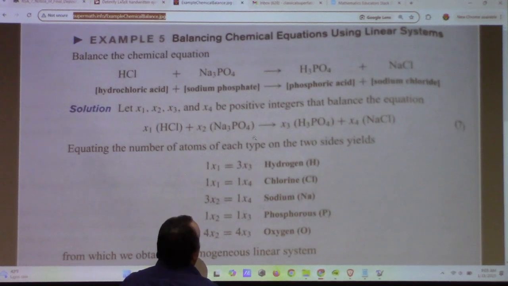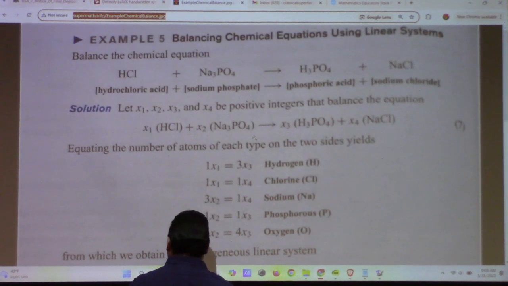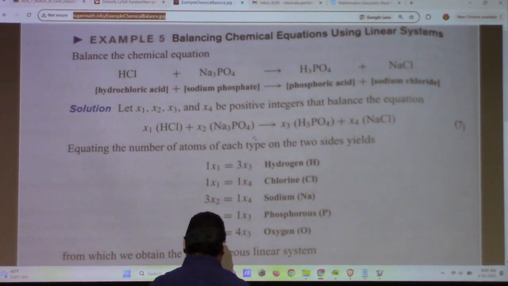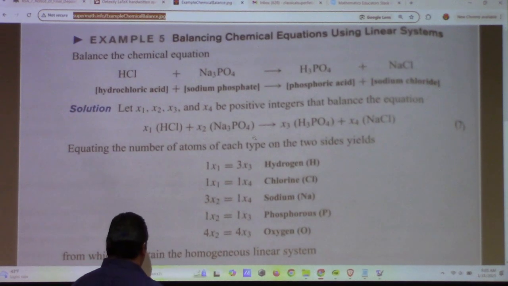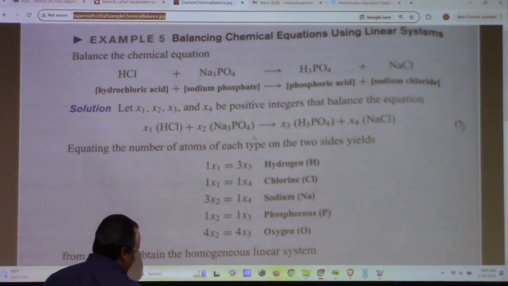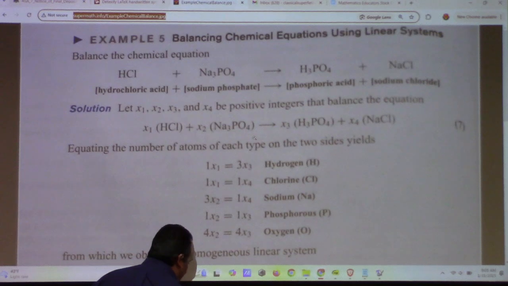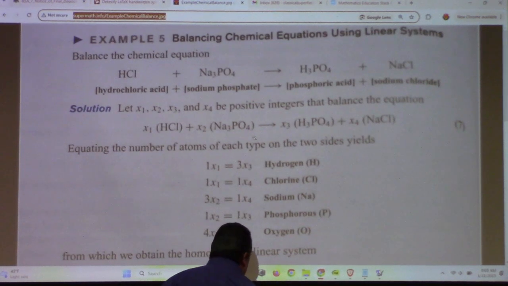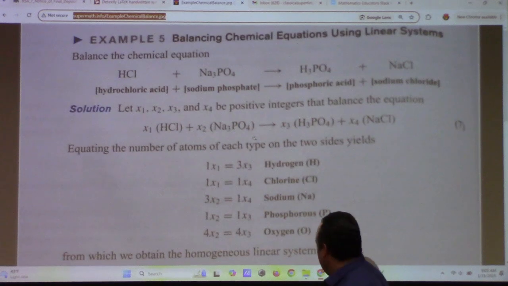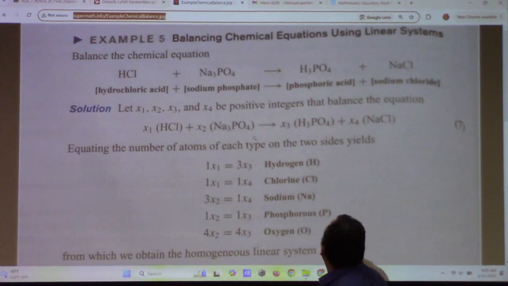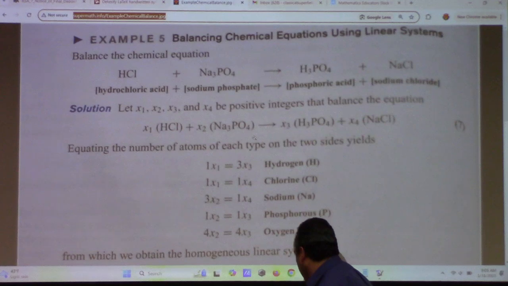Hydrogen, we got 3 of them. We got no chlorines. There's no sodium, there's 1 P and 4 O's. That's x4. We have no hydrogens, no chlorines. We've got 1 sodium and 1 chlorine. So 0, 1, 1.